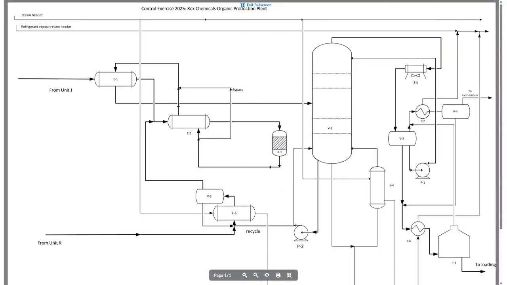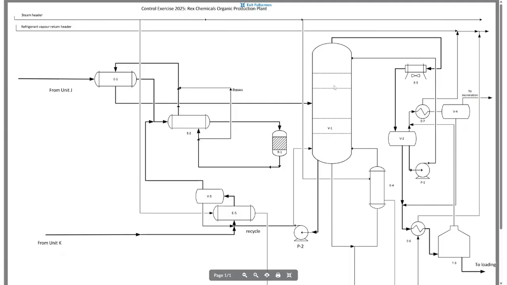Here, steam header and refrigerant vapor return header are coming in as feed, and some enters here to E4 and E5 respectively. Also mentioned here, units J and K have variable amounts of products A, B, and C that depend on how much proportion is converted to the desired product. To E1, this is to E5. Some of the components get mixed together in reactor R1. Some goes to the distillation column V1 here.